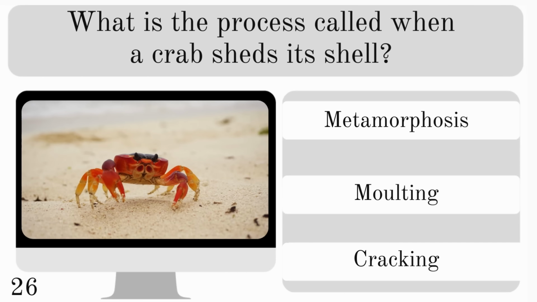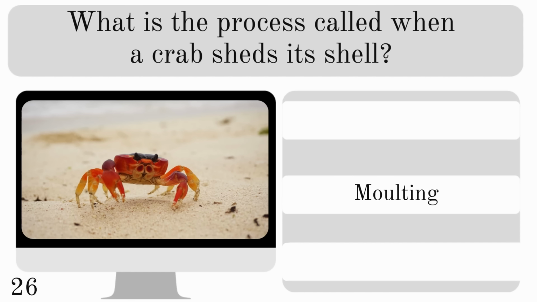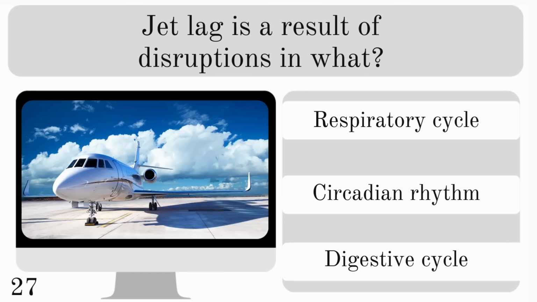What is the process called when a crab sheds its shell? Is that metamorphosis, molting, or cracking? And it is molting. Jet lag is a result of disruptions in what? The respiratory cycle, circadian rhythm, or digestive cycle? And the answer is circadian rhythm.